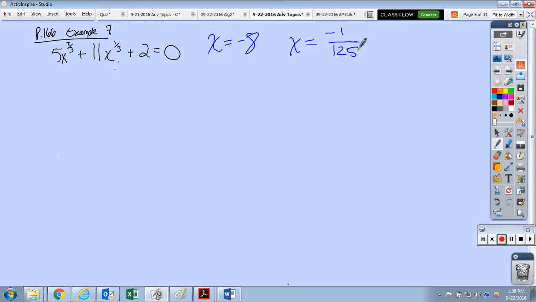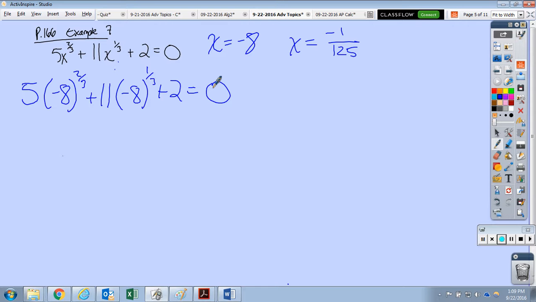All right, so let's go with the first one, negative 8. Here we go. So we have 5 times negative 8 to the 2/3 power plus 11 times negative 8 to the 1/3 power plus 2 equals 0. Right? We're just checking to see if this is going to make a true statement. If it does, it is a solution. If it doesn't, it's considered an extraneous solution, or a false solution, if you will.